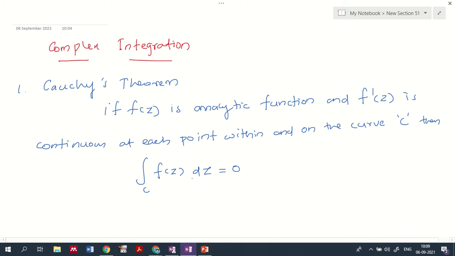If f of z is an analytic function and f dash of z is continuous at each point within and on the curve C, what it means is this. Let me consider a curve like this. Any closed curve you can call a contour, and this curve we call C. If you consider any point outside this curve, say the point A, and take the integral of that function, then it will be equal to 0. If you consider any point outside a curve, then the integration becomes 0. That is the basic idea of the representation integral C f of z dz, where C is a closed curve. So the integral of f of z dz equals 0 in that case.